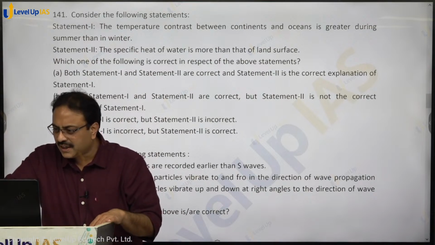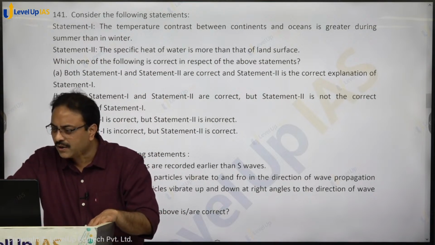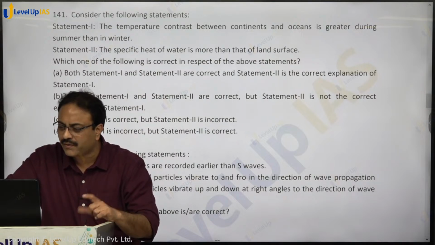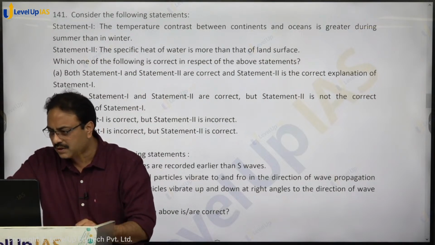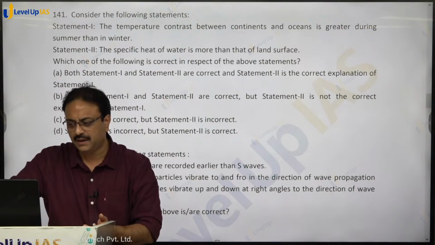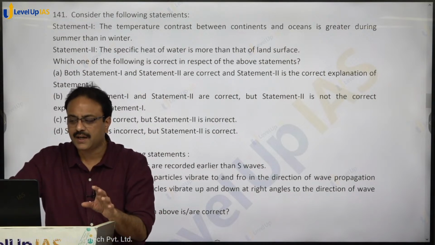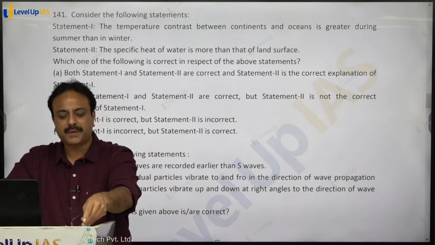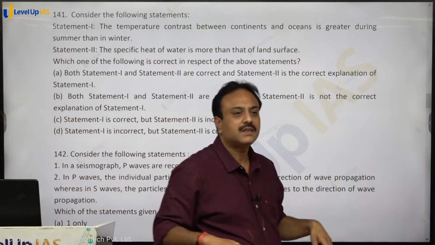Yes, Gurpreet, the temperature contrast between ocean and continents means the difference between the temperature of continent and ocean. That ocean is recording A degree, continent is recording B degree. So whichever is higher, A minus B or B minus A.